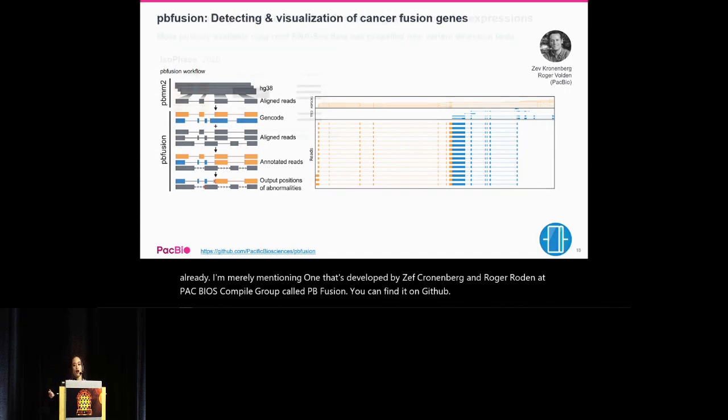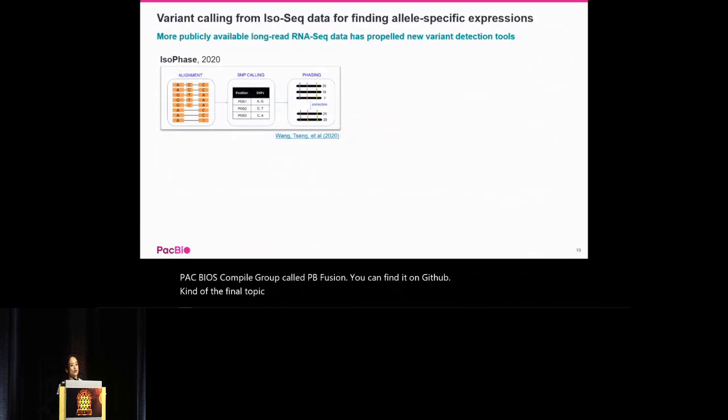Kind of the final topic I want to touch on before I move into looking at biological insights is variant calling. So a little walk down history. In 2020, me and a few collaborators at Cold Spring Harbor published what I think was back then probably the first GitHub repo on using PacBio Iso-Seq data for doing allele-specific isoform expression. We didn't even do it on human back then. We did it on maize because my collaborator works on maize and sorghum.